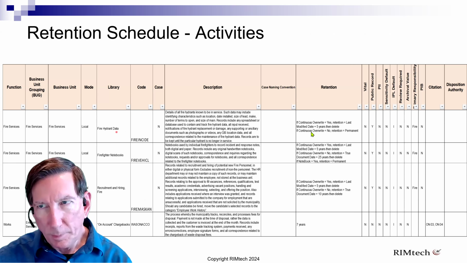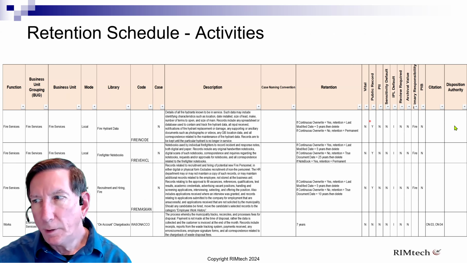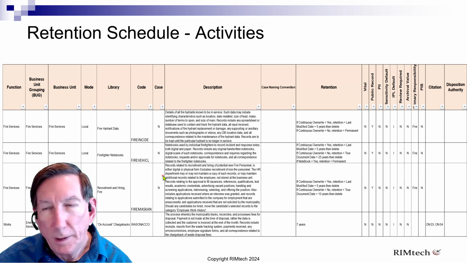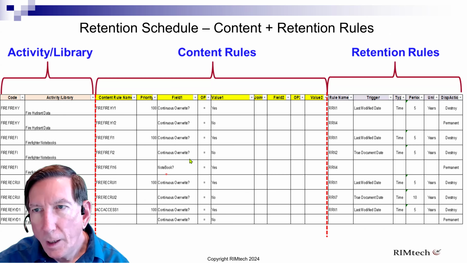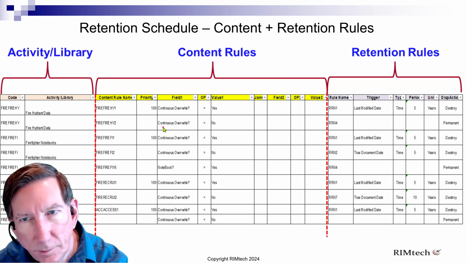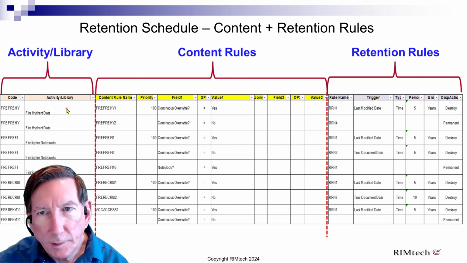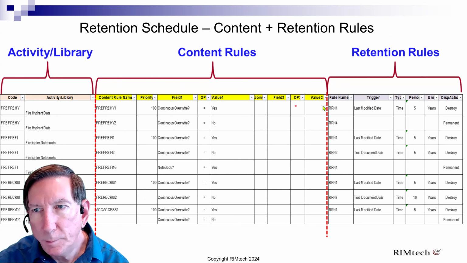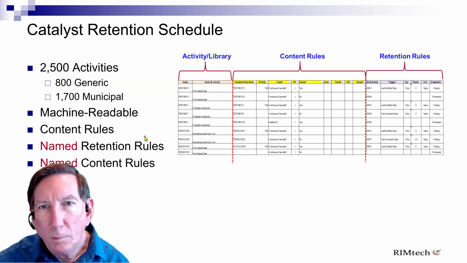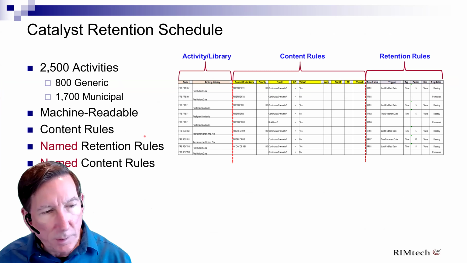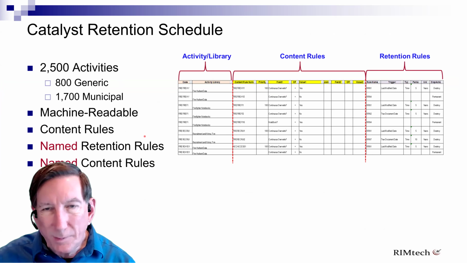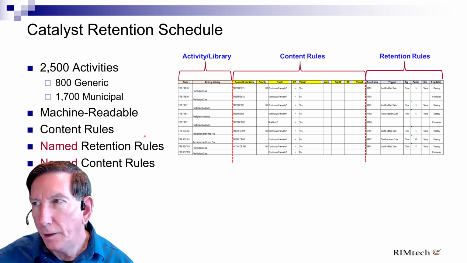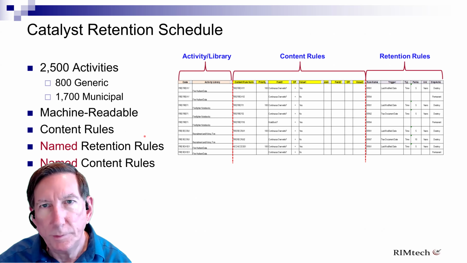So this is a close-up of what a typical activity would look like. Each row is an activity or business activity or record series in the retention schedule. This is a close-up of what the content rules look like. So you have your business activity, your retention rules on the right, but these new things, content rules, have to be in there. What is a content rule? Well, it's something that says for this content in SharePoint, apply this retention rule to it. It's like the middleman between the business activity or the records and the retention rules, okay?